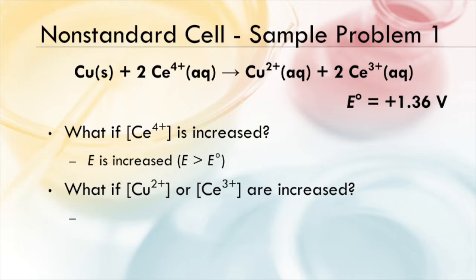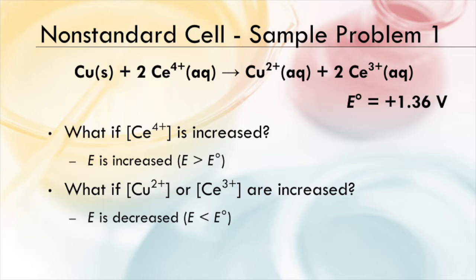Now, what if the concentrations of copper-2 or cerium-3 were increased instead? Does the cell potential increase or decrease compared to the standard cell potential of positive 1.36 volts? If the concentration of either or both of these products were higher than 1 molar, then this product-favored spontaneous cell would be closer to equilibrium. E would be decreased and would be less than the standard E of positive 1.36 volts.